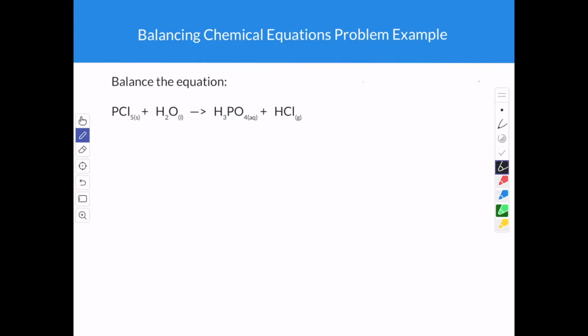Hey, Mr. G here. We're going to demonstrate in this tutorial how to balance chemical equations using the chart strategy that I taught you in the lesson.